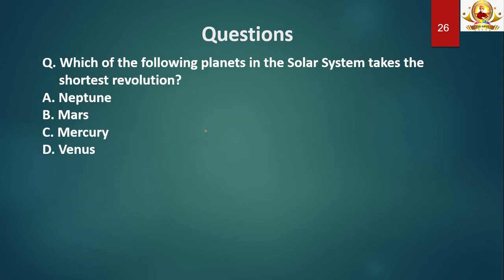Which of the following planets in the solar system takes the shortest revolution? The answer to this will be Mercury. As we know, Mercury is closest to the Sun. If this is the Sun, this is Mercury, and these are the orbits of other planets. So Mercury has a shorter orbit, so it will take the shortest revolution. So the easy answer is Mercury.